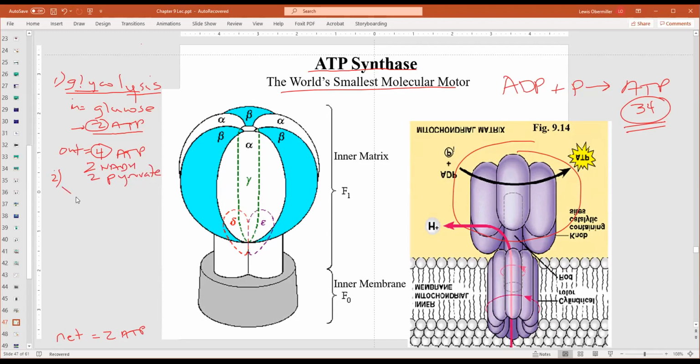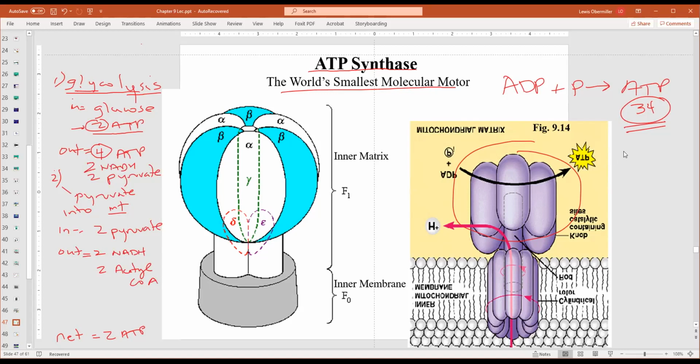So step 2 is that we're going to take the pyruvate and move it into the mitochondria. MT is short for mitochondria. And so what goes in is 2 pyruvate, and what comes out is 2 NADH and 2 acetyl-CoA. And we talked about carbon dioxide, but I really don't care if you know that or not.